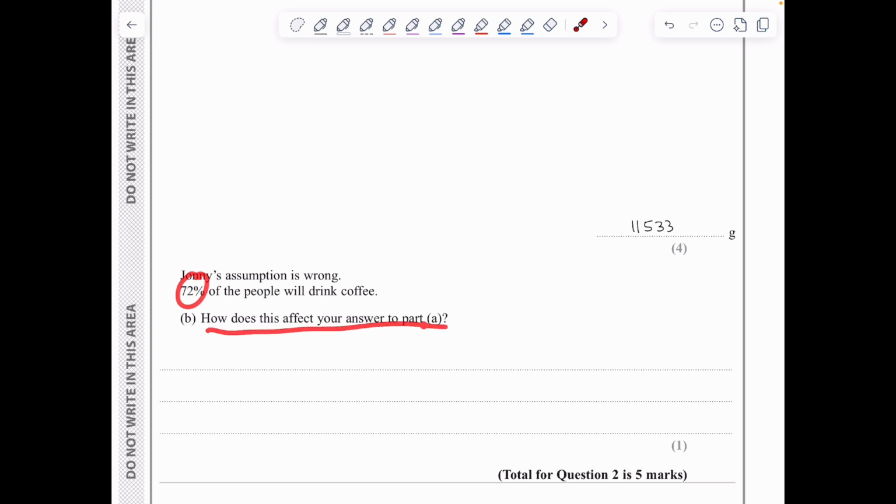Now, Johnny's assumption is wrong, and actually 72% of the people will drink coffee. How does this affect our answer to part A? Well, 72% is more than the 68%. Therefore, we've got more people asking for coffee, and therefore this means that more coffee will be needed.